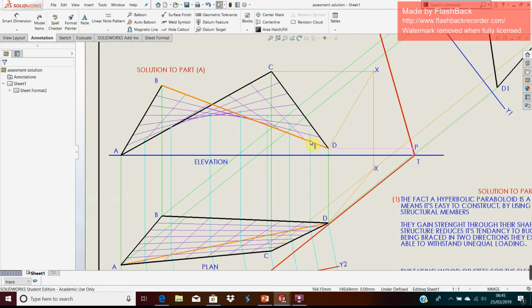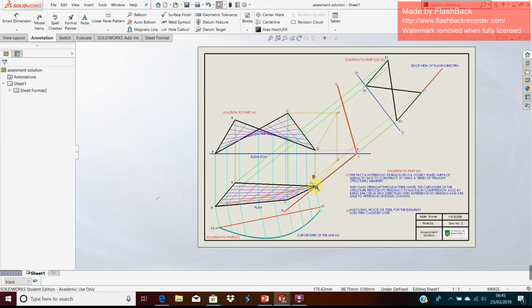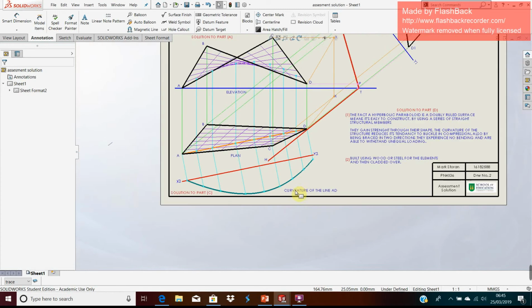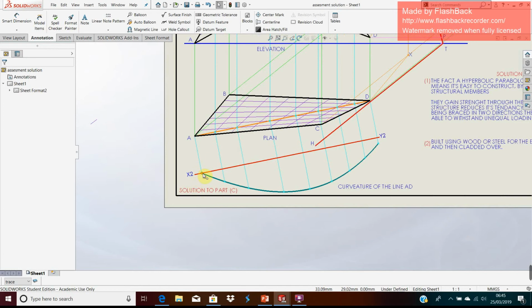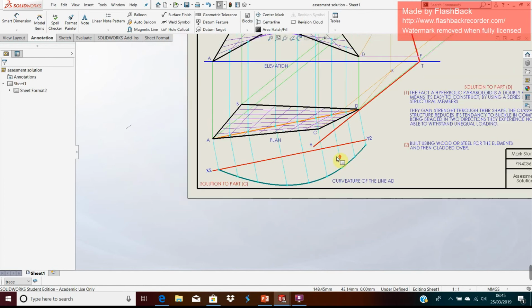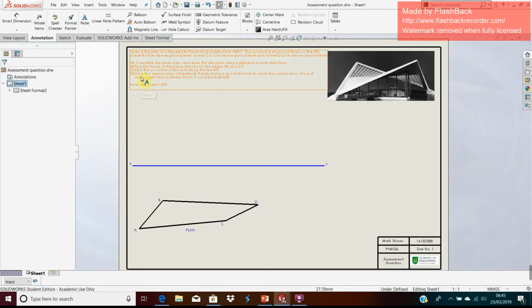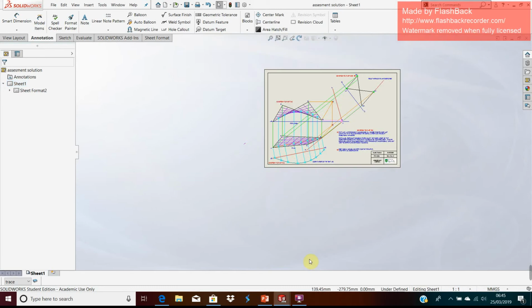And what we do is we take that distance on our compass and we can step it off here then, and that'll give us the point. So we do that for the rest of our points. And point A is on the XY line, so A will be on the X2, Y2 line. So once we've all our points found, we can freehand in our curve there. That will show us the curvature of the line AD. So that's part C covered. And part D then is a STEM question, as I said.